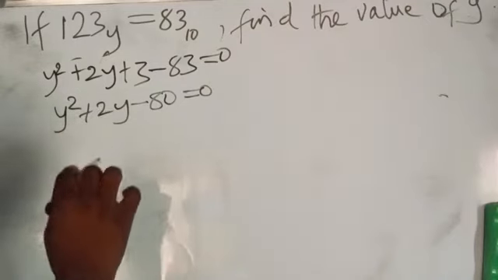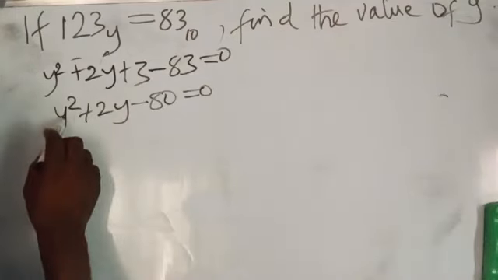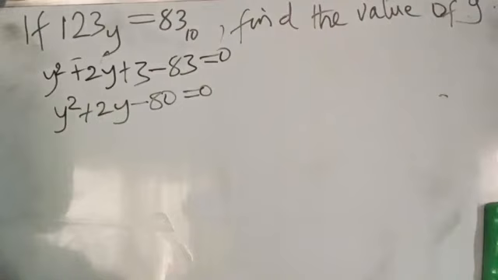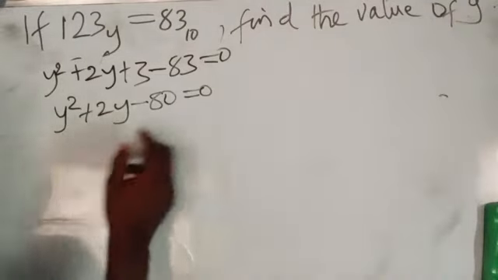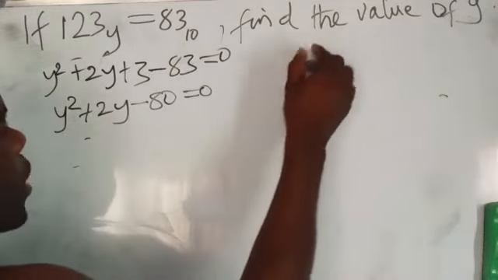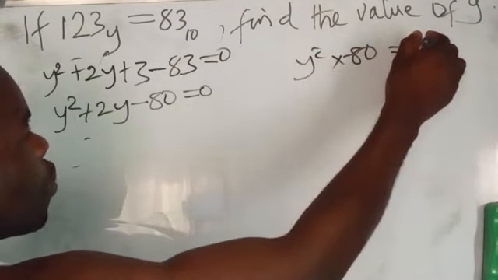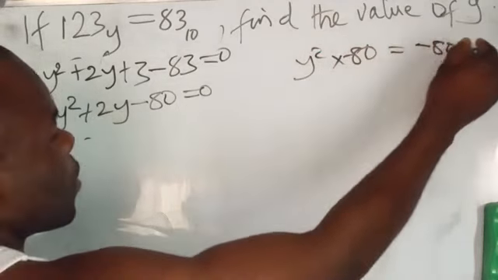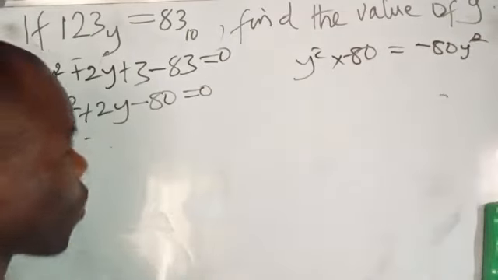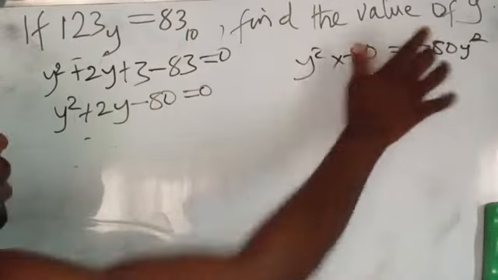You multiply the first term by the last term. The first term is y squared, and the last term is minus 80. So when you multiply the first term with the last term, y squared times minus 80 will give you minus 80y squared. So what's the next step? Find the factors of 80.